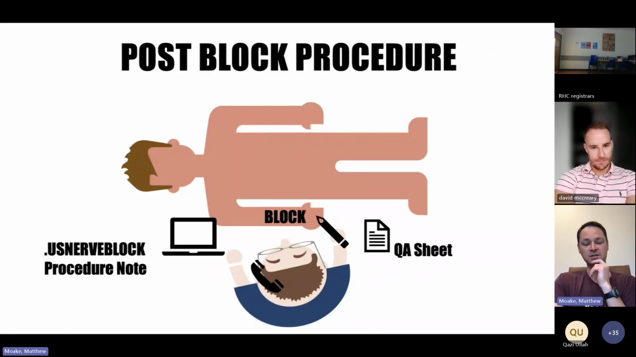And then once your block is done, I will mark the site, sort of the same way a surgeon will initial a site, to show that I've done a block, and put a time on it. And then quickly do your procedural note. So that's in the system.